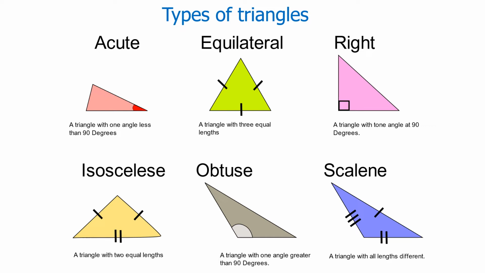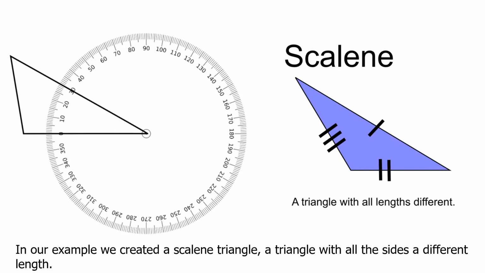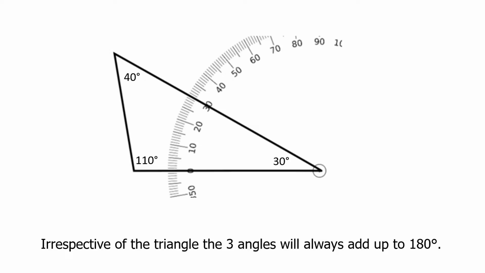There are 6 main types of triangle. Triangles can have various side length combinations and angle combinations. One angle less than 90 degrees, one angle greater than 90 degrees, and one angle at 90 degrees. The triangle that we created in our example is a scalene triangle. This is a triangle made up of 3 different lengths or side lengths. As we can see here, all 3 angles add up to 180 degrees.